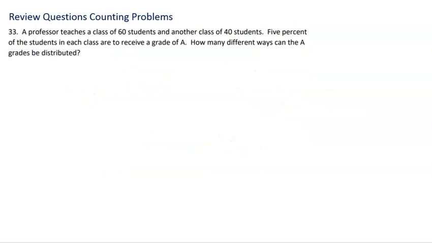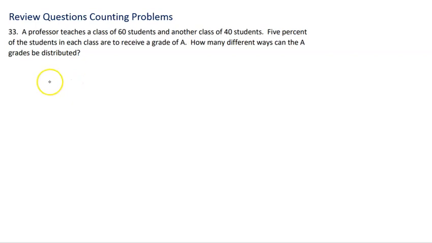Alright, a professor teaches a class of 60 students and another class of 40 students. It says 5% of the students in each class are to receive a grade of A. How many different ways can the A grades be distributed? Oh, wow. So 5% of his 60 student class gets A's, and 5% of his 40 student class gets A's. We need to know how many that is, first of all. We can't even arrange anything until we know how many students that is.